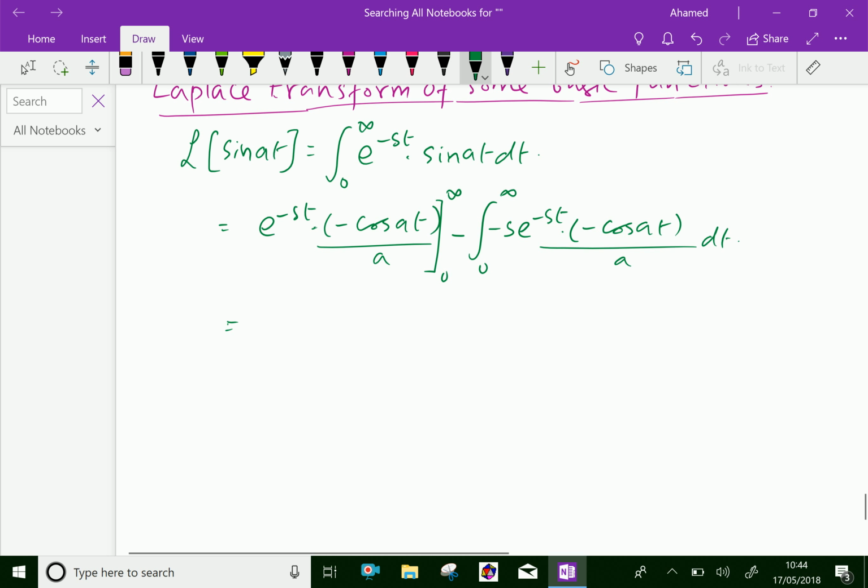Now let us give the limits of infinity and 0 in the first term. That is e power minus infinity is 0, means the complete term becomes 0. And if you give 0, e power 0 is 1, and cos 0 is also 1, 1 into 1 is 1. Then minus is already there, here one more minus, it is plus, that is 1 over a. Here 3 minuses are there, so it is plus, and take out s over a and integral 0 to infinity, then e power minus st into cos at dt.